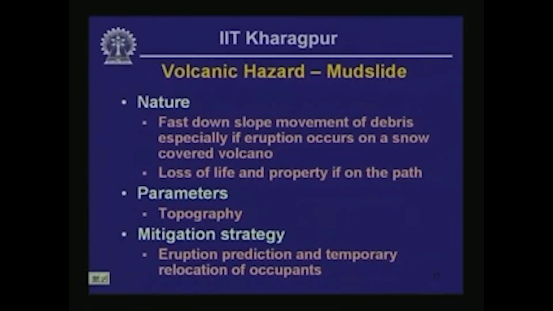Parameters include topography. Mitigation strategy in this case includes prediction of eruption and temporary relocation of occupants away from the anticipated path of mudslide.